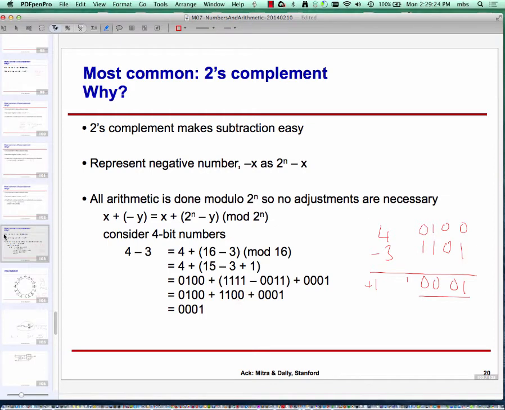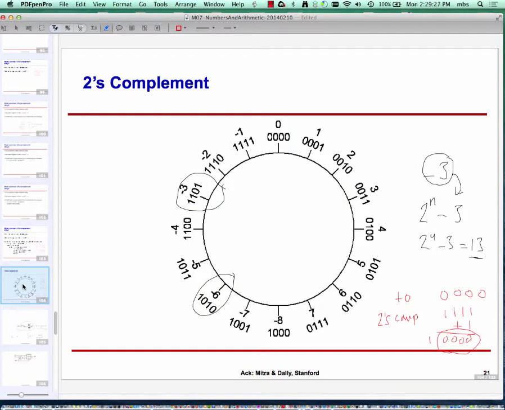Let's try another example. Let's say I want to add 4 plus minus 5. We would expect the answer to be minus 1 in decimal terms, in terms of their numeric value. 4, according to this table, is 0, 1, 0, 0. And minus 5, according to this table, is 1, 0, 1, 1. I add them, I get 1, 1, 1, 1. And what is 1111? It's out here, negative 1, which is the same as negative 1.